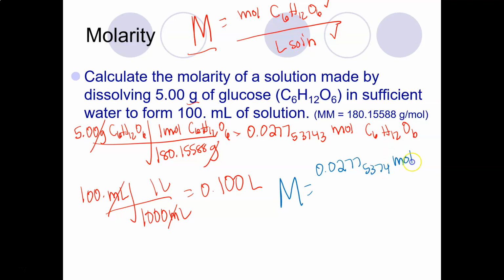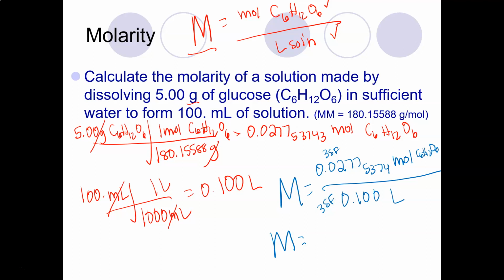So I'm going to take the moles and take the liters and grab my calculator. And then now I'm going to look at significant figures. This top number has 3 sig figs. The bottom number has 3 sig figs. So my answer should have 3 significant figures.